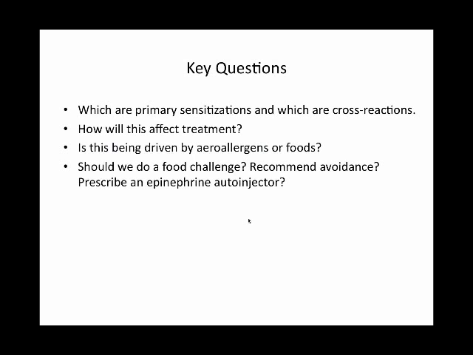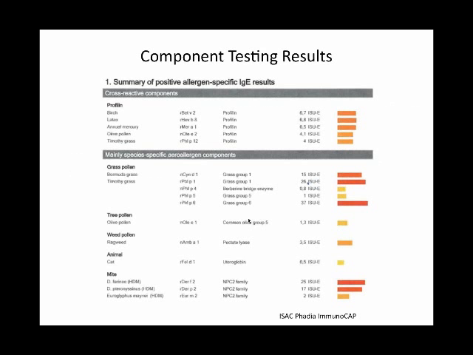So it leaves us with these questions: what's the primary sensitization, what's a cross-sensitization, and really what should we do about it? Do we say avoid those foods? Do we give them an EpiPen? And so I ran a component test, the ISAC, and it turns out his strongest sensitivities are profilins, and so you'd find that in a lot of the vegetables that he would eat.